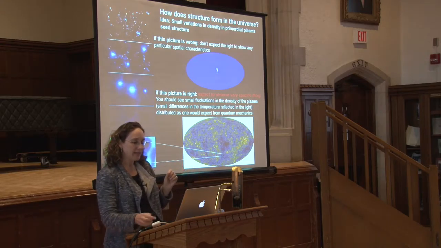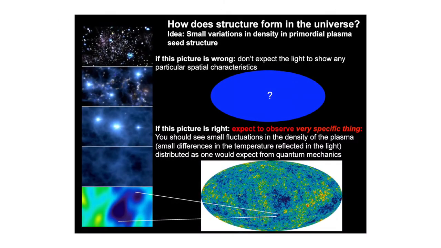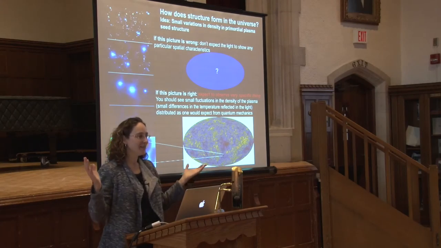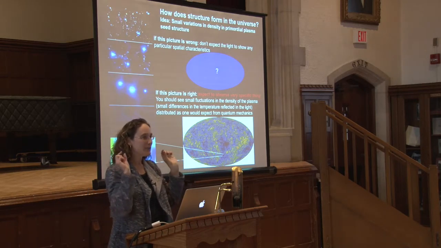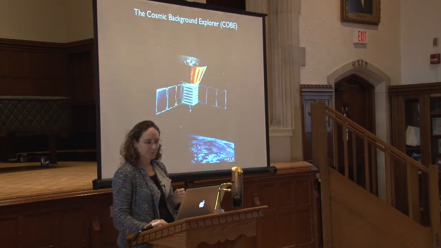You should see tiny variations in the light that you measure, tiny spatial variations that have the same statistical properties, evolved, but from what we see in our galaxies and clusters today. So you know what you're looking for. And this is kind of a bold suggestion. You know, if this is wrong, you won't see anything like this. You could see anything. If it's right, you know exactly what you're looking for.